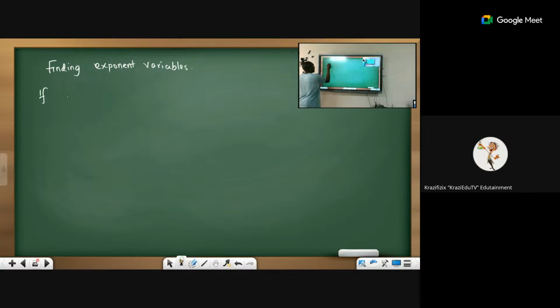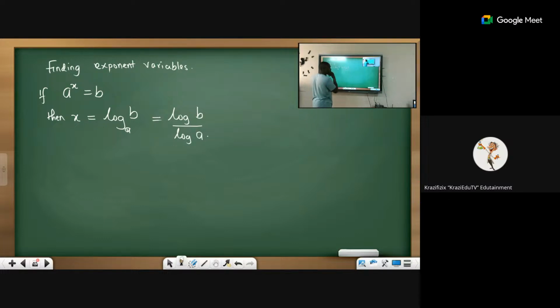If a to the power x equals b, then x can be written as what? Log of b, base a. Some of you have never used that before, which is the same thing as log b over log a. I'm going to show you today. You're going to learn something new. But write that down first.